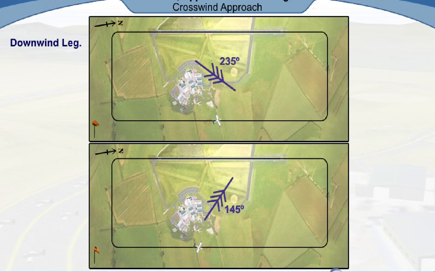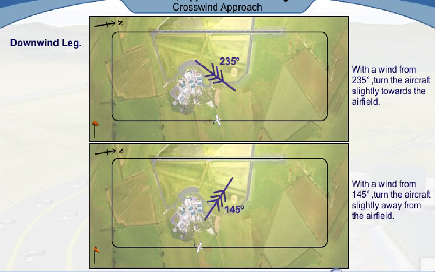In order to track parallel to the runway on the downwind leg, it will be necessary to adjust your heading to allow for wind effect. Turn the aircraft either slightly towards the airfield in the case of a wind direction from 235 degrees, or slightly away from it in the case of a wind direction from 145 degrees. As explained earlier in this lesson, you may use the direction indicator to assist in making the drift allowance.